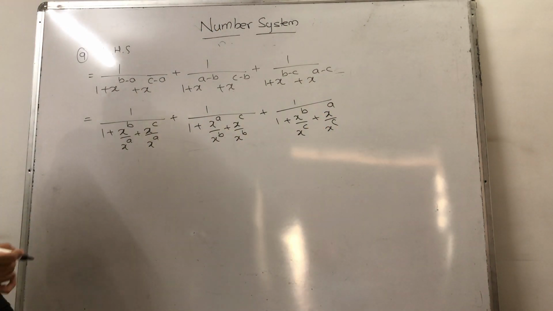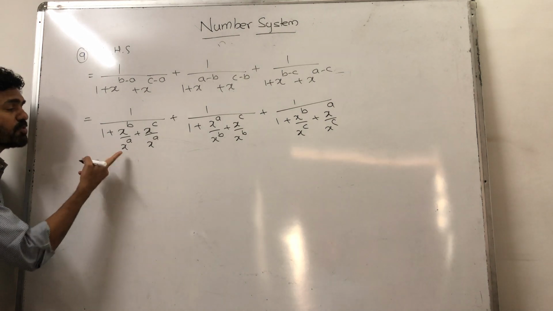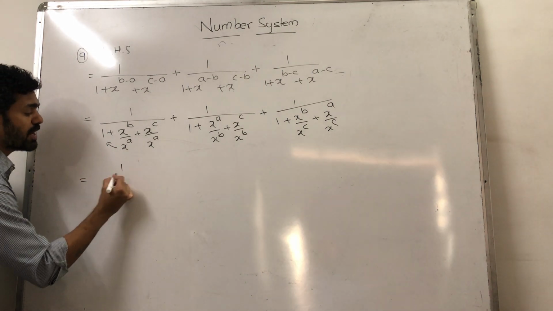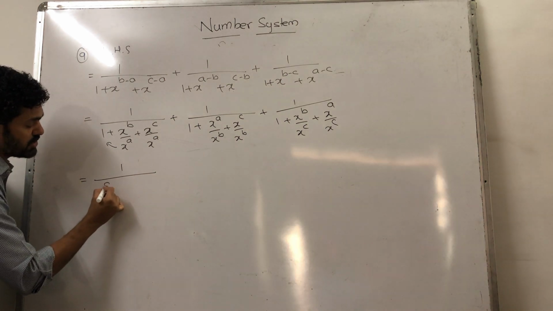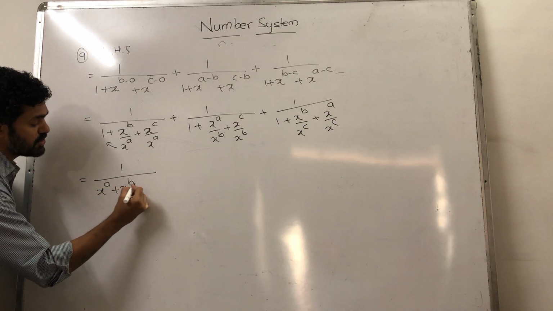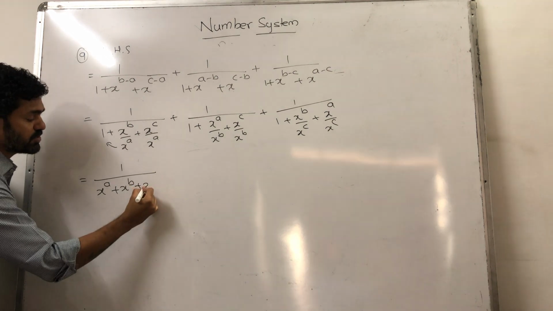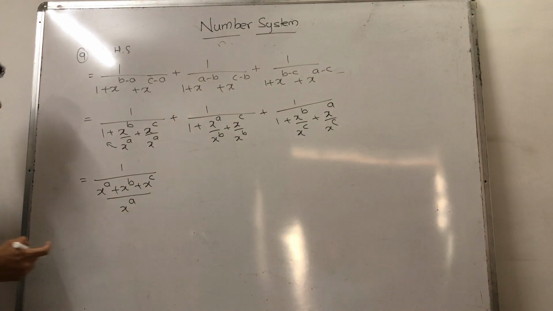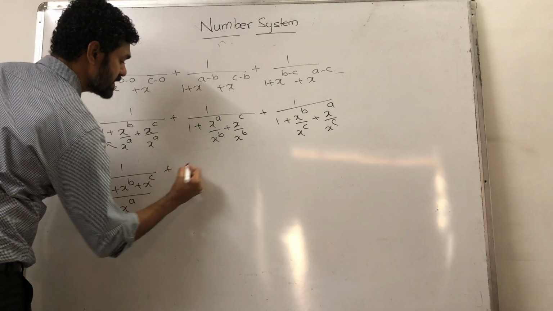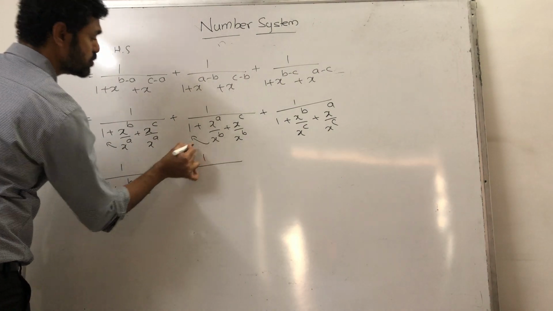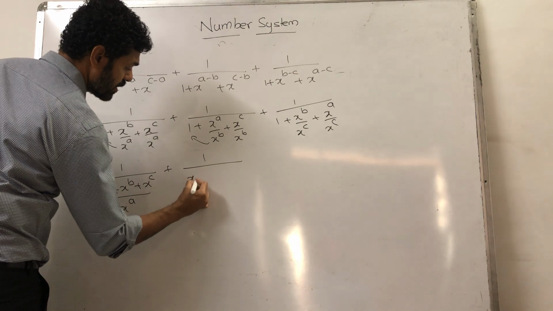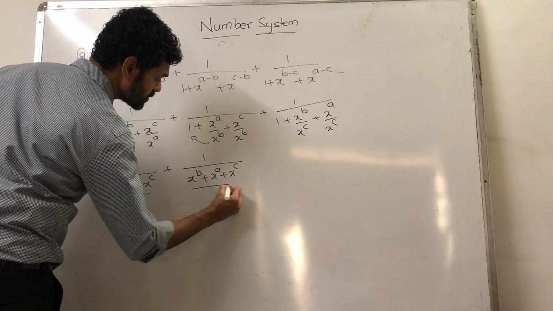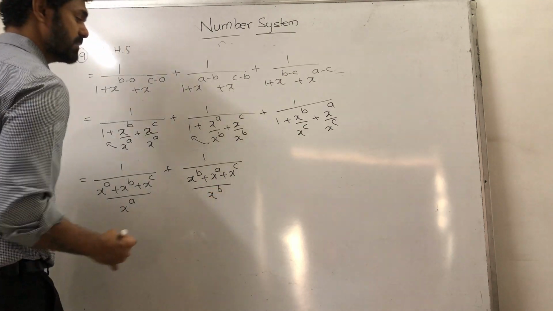Now take the LCM in all the three terms. Over here the LCM would be x raised to a, so you have an x raised to a here. So this is 1 by x raised to a plus x raised to b plus x raised to c divided by x raised to a, which was our LCM. So this is your first term. Same way the second term would be the x raised to b, which is the LCM, comes here, x raised to b plus x raised to a plus x raised to c divided by x raised to b.